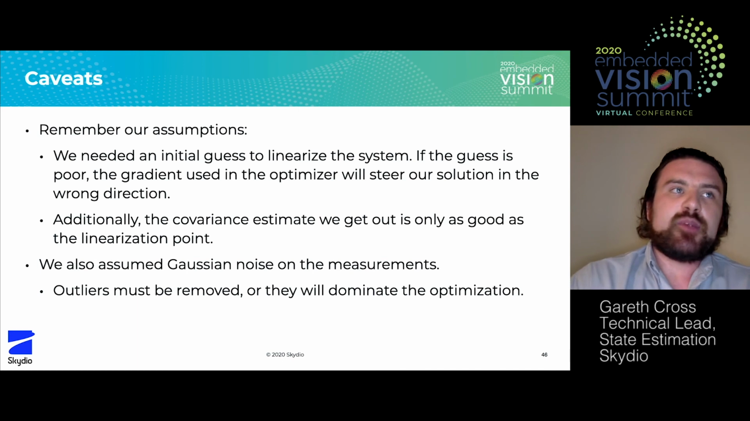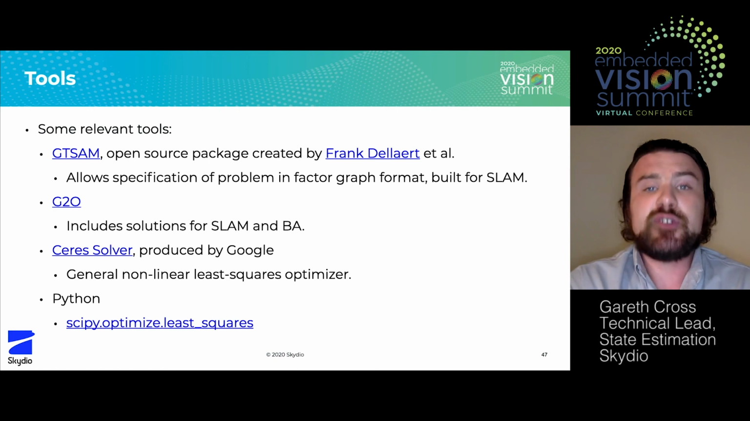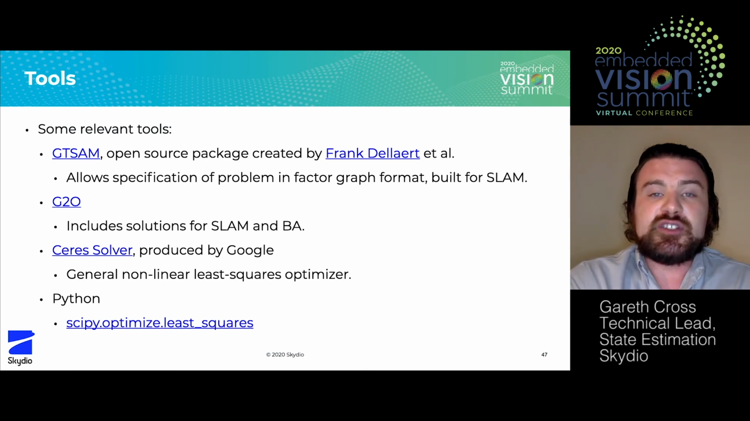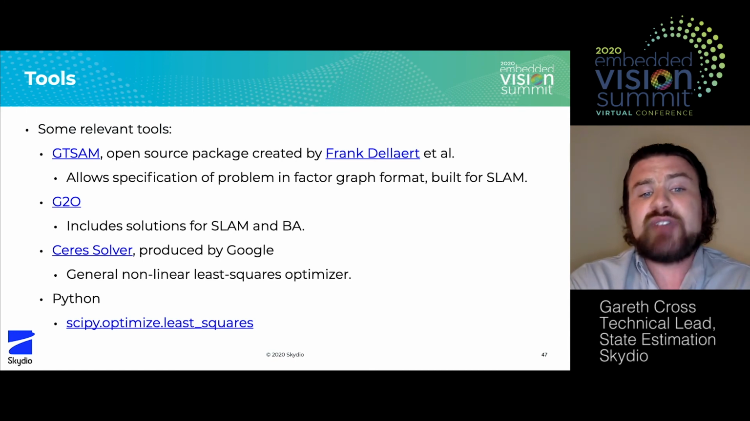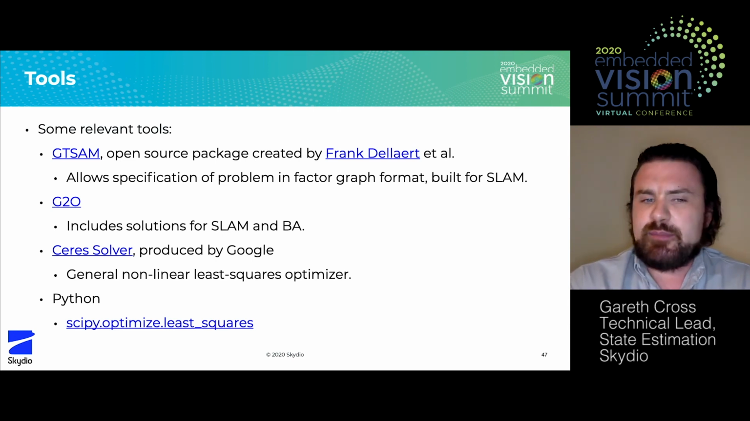So if you'd like to implement a problem like this, you can do it from scratch, but there are some tools available that I recommend referring to or playing around with to learn. One of the most popular in the research community is GTSAM, a package developed by Frank Dellaert at Georgia Tech. What's nice about GTSAM is that it allows you to express the problem in factor graph format. So you can just lay out your factor graph in code, give it to the optimizer, and it will convert it to a nonlinear least squares problem and solve it for you. It's built from the ground up for SLAM, so that's a good package to look at.